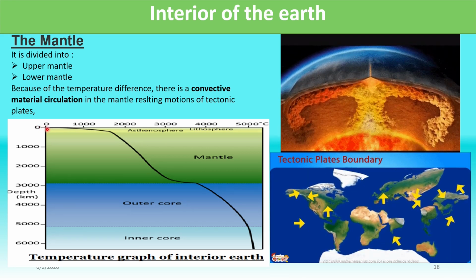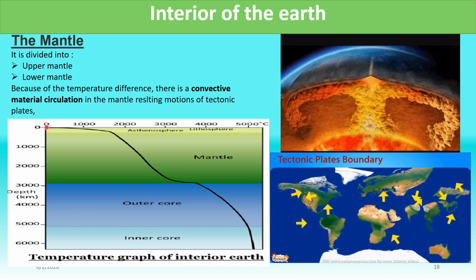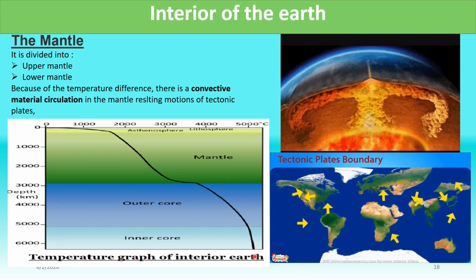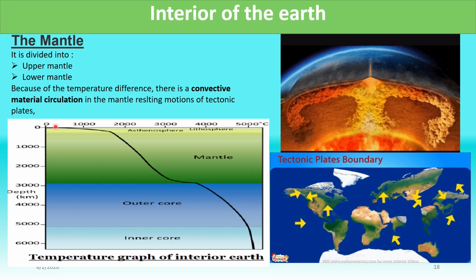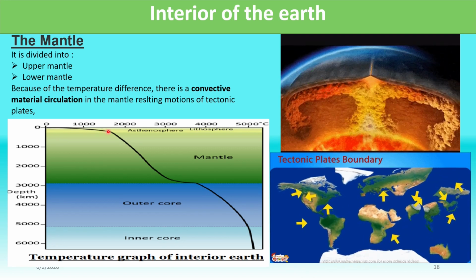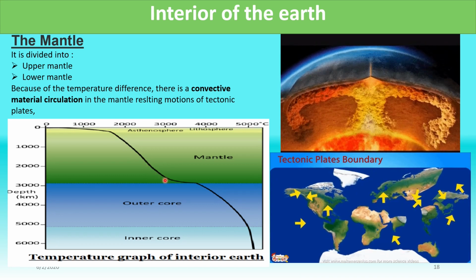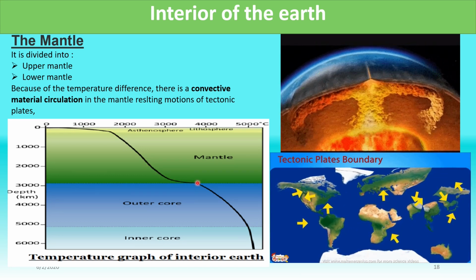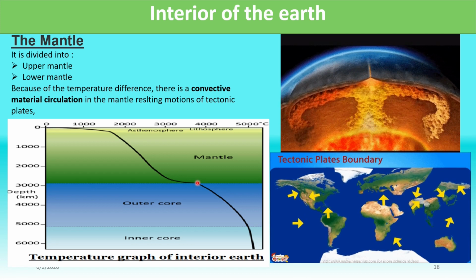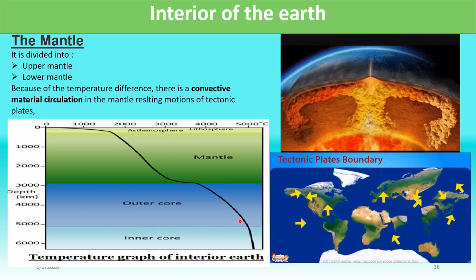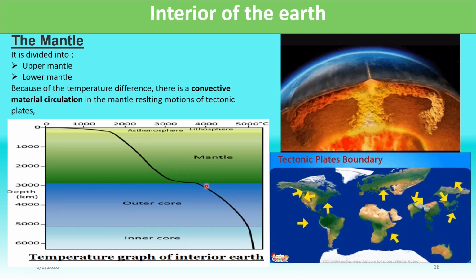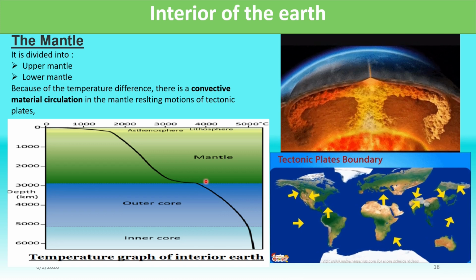Temperature increases from Earth's surface to the inner core. At first the rate is slow, and after that it increases. Again the rate is very slow, and again it increases, depending on the material the area contains.